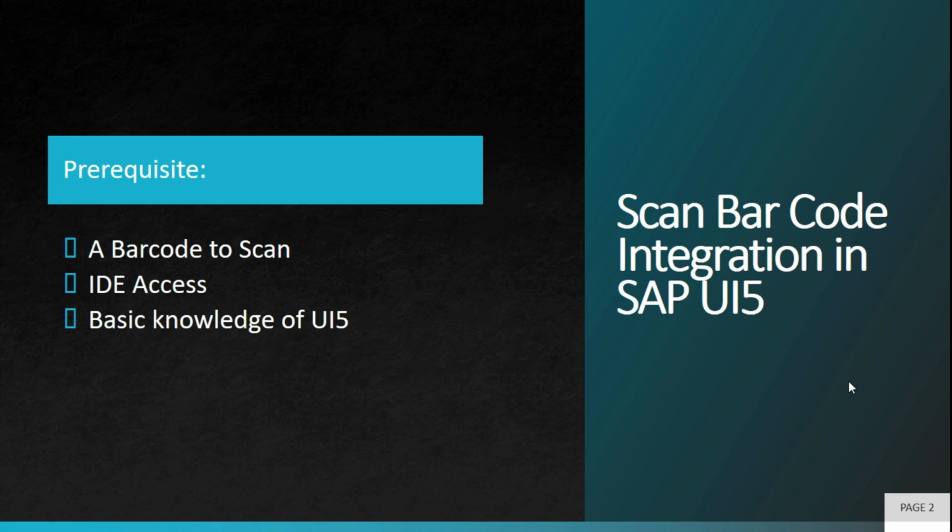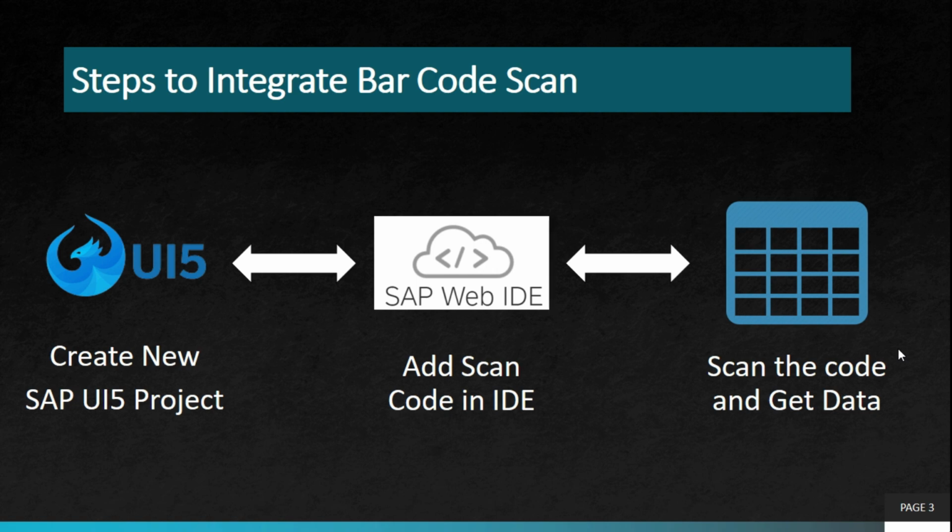You need an IDE where you will write the code. So in this particular video, we'll learn via SAP Web IDE, but you can also use SAP Business Application Studio. The coding will not change. And certainly basic knowledge of SAP UI5 will be required. So the steps to integrate barcode scan are very simple. You need to create a new project, add some scanning code in the IDE, and then scan the code and get data.